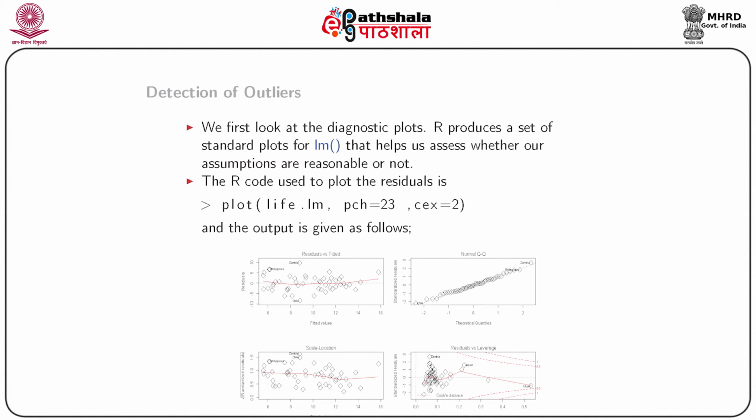In order to find the outliers, we first look at the diagnostic plots. R produces a set of standard plots for the lm function, and these plots help us assess whether our assumptions of linear models are reasonable or not in the current context. In order to plot the dataset, the R code that we use is plot(life.lm), where life.lm is our lm function, and the output is given in the form of 4 plots.